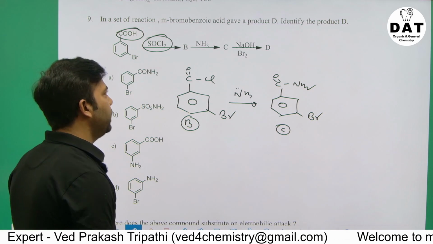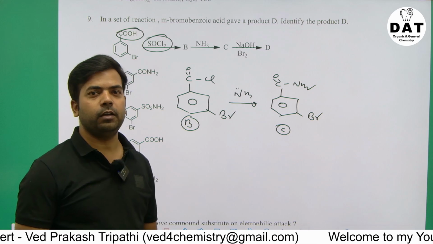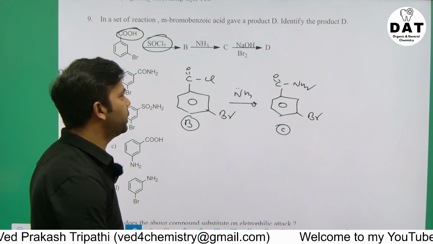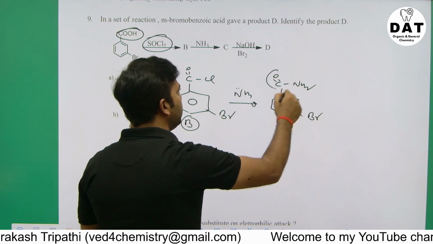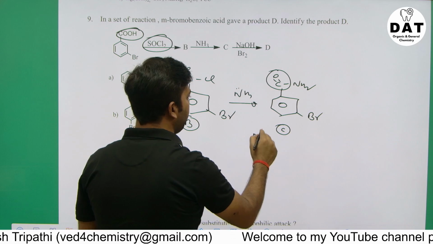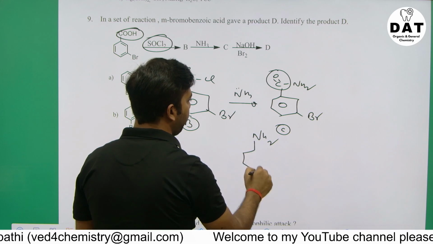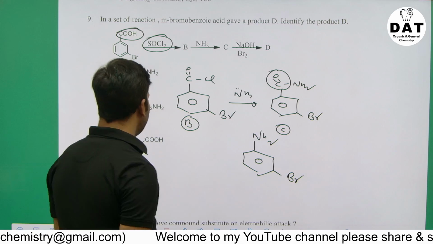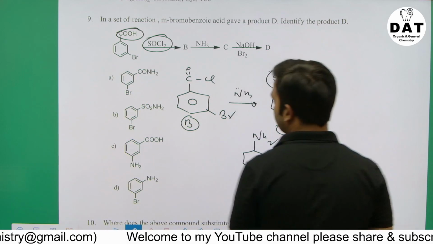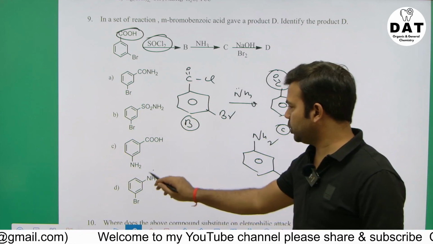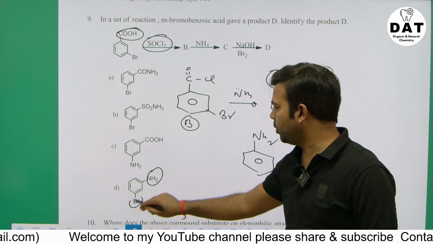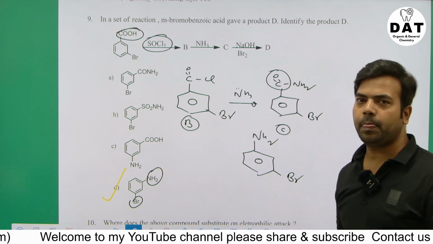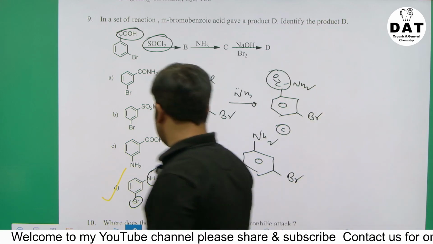And the third one is very simple as well. This is the Hofmann reaction. Hofmann reaction means this CO is going to be eliminated and we have only NH2 with meta bromine. So which option is like this? Yeah, this one, NH2 and meta we have bromine, so only D. Clear? Now the last question.